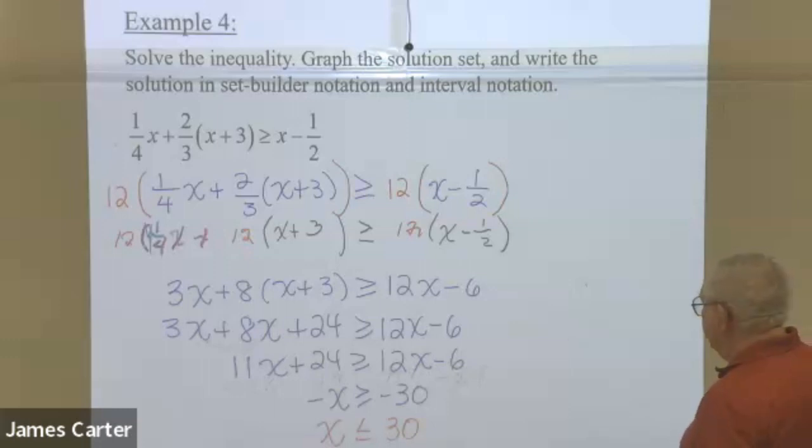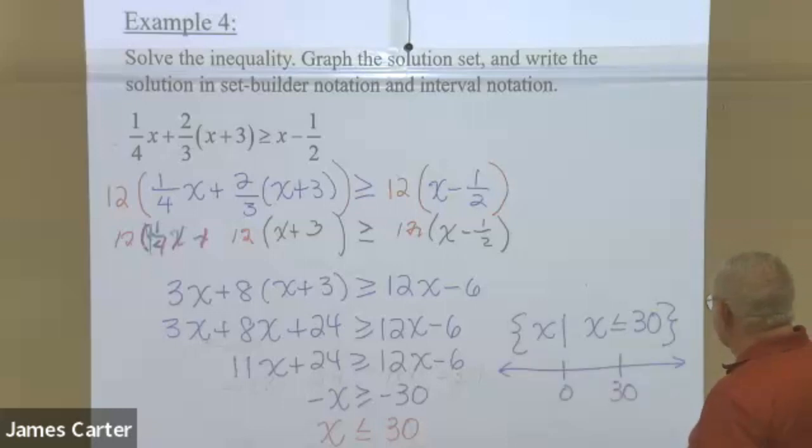So my solution then is x is less than or equal to 30. That's what the set notation looks like. Here is what the graph looks like with the less than or equal. That is the inclusive. And also the interval notation.